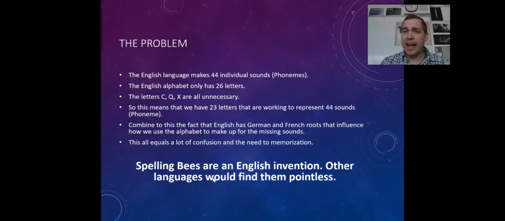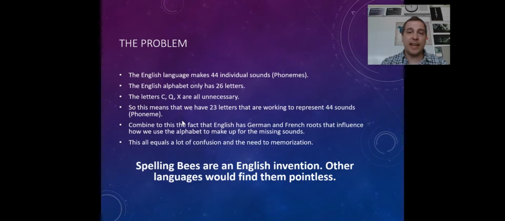And then some of the letters we have, such as C, Q, and X, are really unnecessary. We do not need these letters. C could be replaced with K and S. Q could be replaced with a K and a W. And then X could be replaced with a K or KS, right? And so this means that we have 23 letters actually in the alphabet that are being used to represent 44 sounds. And so we pretty much have half as many letters as phonemes. And so that means every letter we have has to make two additional sounds.